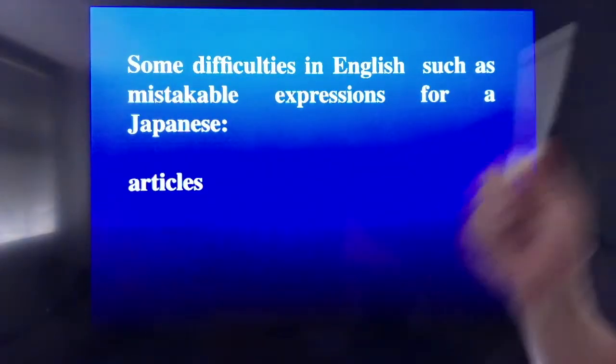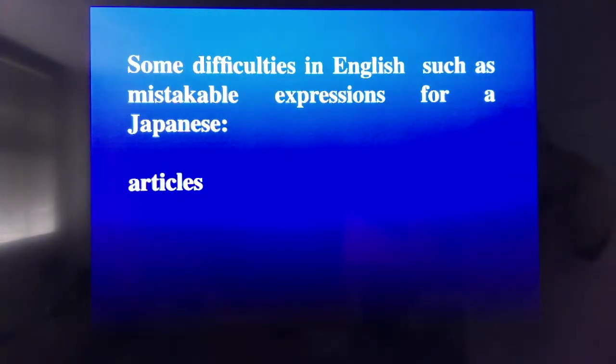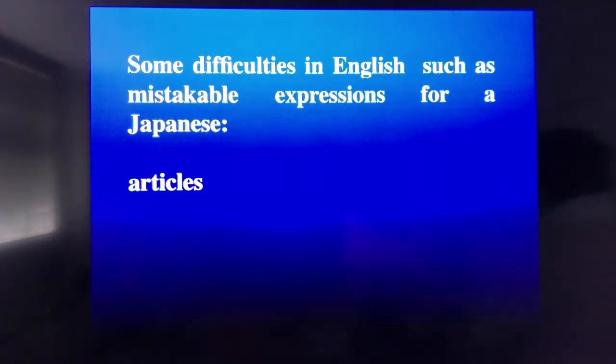This is about articles. Even now, I make a lot of mistakes with articles in English. I'm going to show you some typical examples.